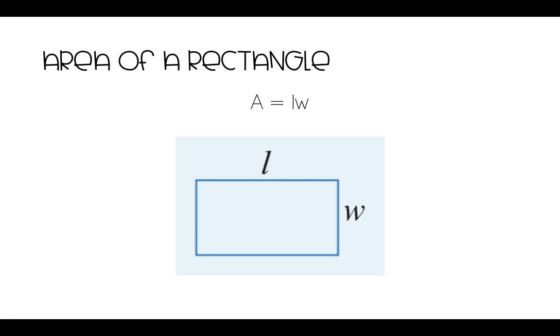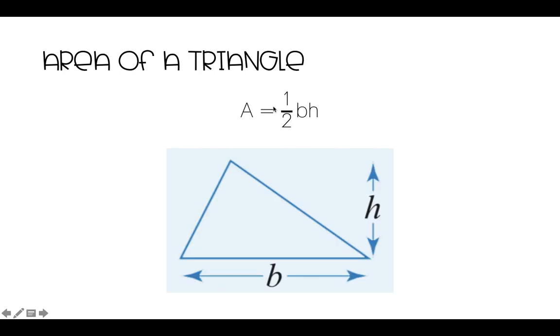So to find the area of a rectangle we do length times width. The area of a triangle equals half base times height. So there's two ways you can do it. You can multiply these together and then half your answer, or just half one of them and then multiply that by the other one as well. So there's two kind of ways there you can do it.